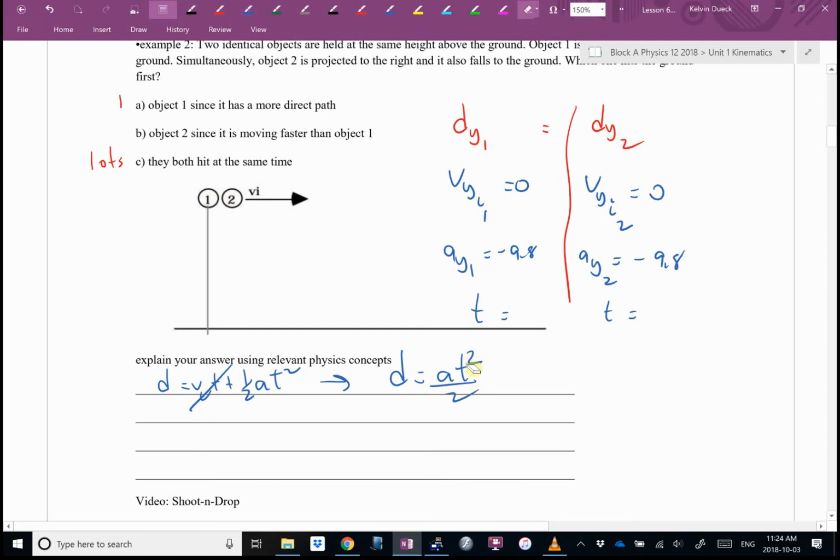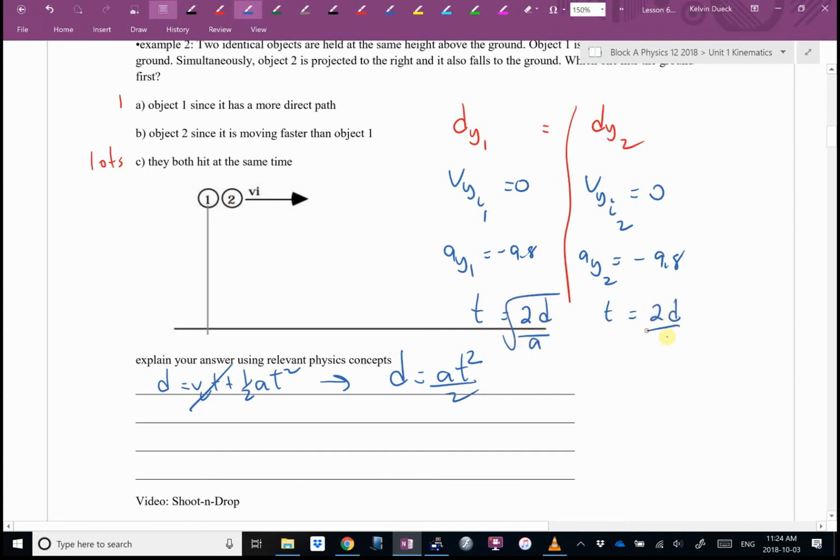Drew, how would I get this T by itself? What would I do with the 2? What would I do with the A? What's the A doing to the T? Adding, subtracting, multiplying. So how do I move it over? Divide. So you times the 2. Divide the A. That'll give me a T squared. I don't want a T squared. So are you telling me that it's going to be times the D by 2 divided by A, square root?